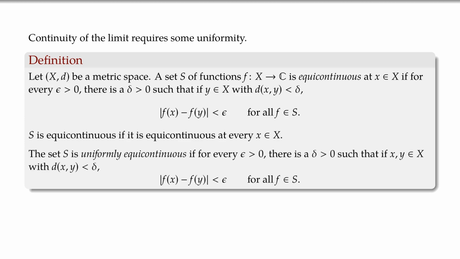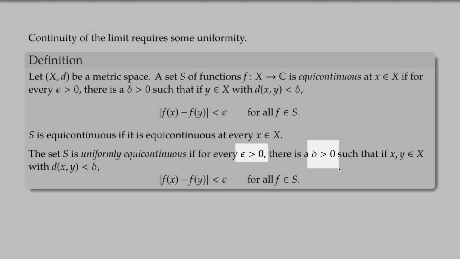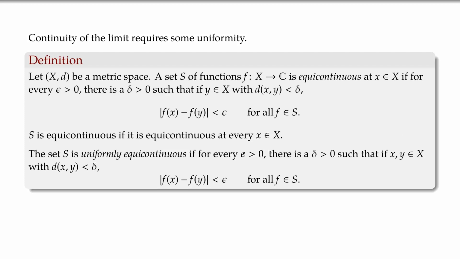All right, now uniformly equicontinuous, it's the same thing, except now it's just the definition of uniform continuity, right? Again, we get for every epsilon bigger than 0, there is a delta, such that if I have x and y in X that are within delta of each other, I get that the values of f at x and y are within epsilon. But now again, this delta is uniform over all f in S, right? So I just pick just one delta that works. It just depends on epsilon.